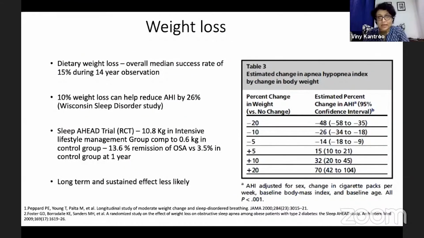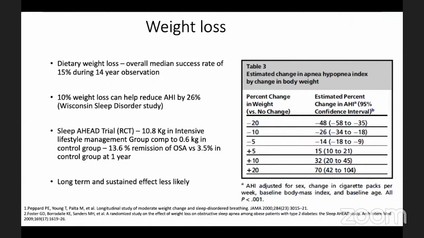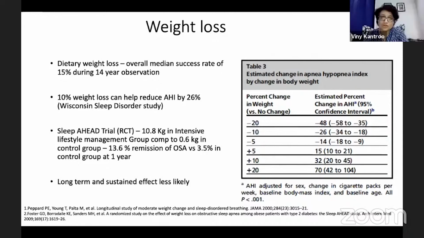So weight loss is one thing which has actually helped in long term and sustained therapy in case of obstructive sleep apnea. But the weight loss of 10 to 15% is not actually sufficient to prevent or decrease the AHI in these people. So this was a very long study where the patients were followed up for 14 years. The dietary weight loss led to an overall median success of only 15%. Only with the diet was not very robust.